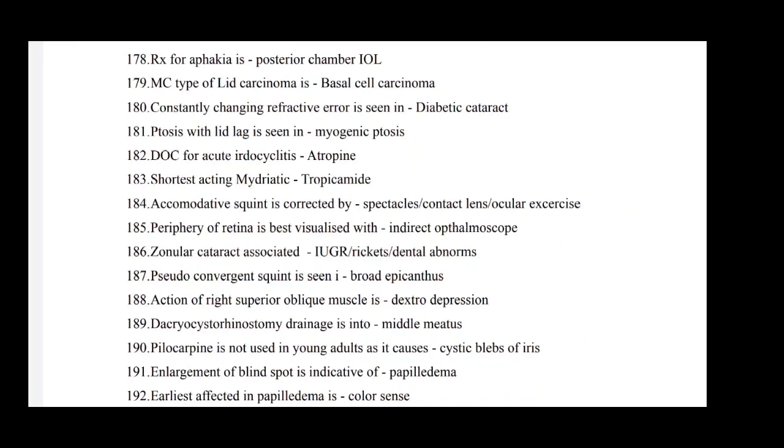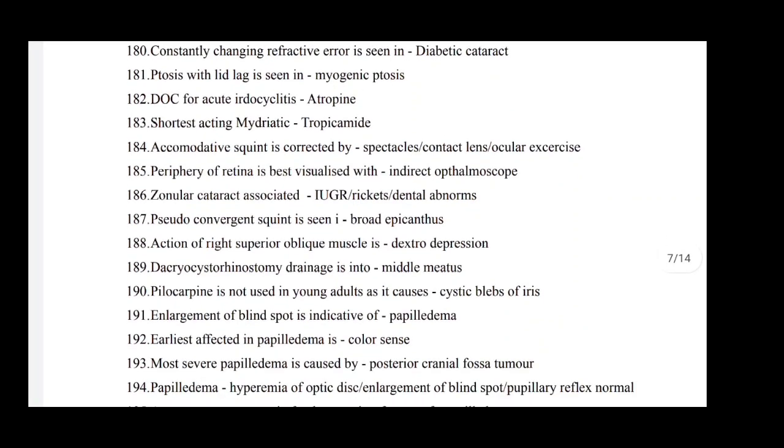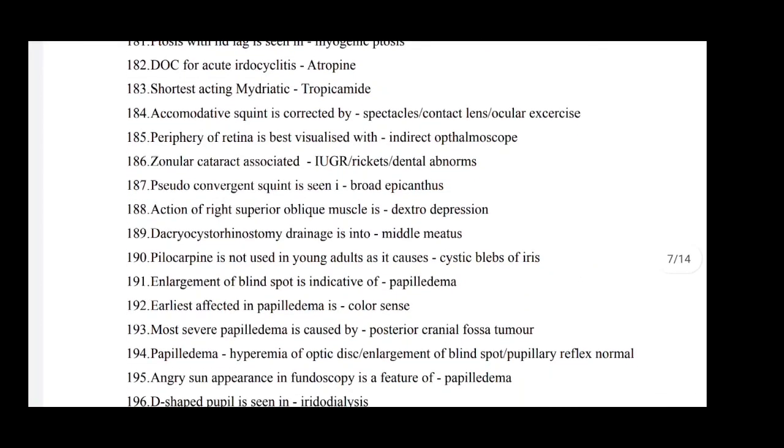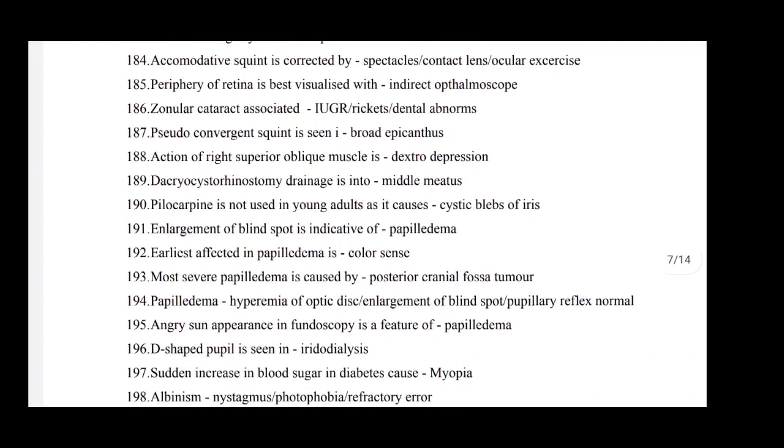The drug of choice for acute iridocyclitis is atropine. The shortest acting mydriatic is tropicamide. Accommodative squint is corrected by spectacles, contact lens, and ocular exercise. The periphery of the retina is best visualized with indirect ophthalmoscope. Zonular cataract is associated with IUGR, rickets, and dental abnormalities. Pseudoconvergent squint is seen with broad epicanthus.